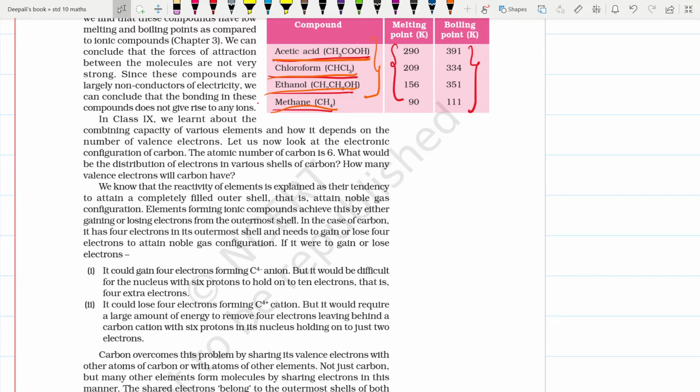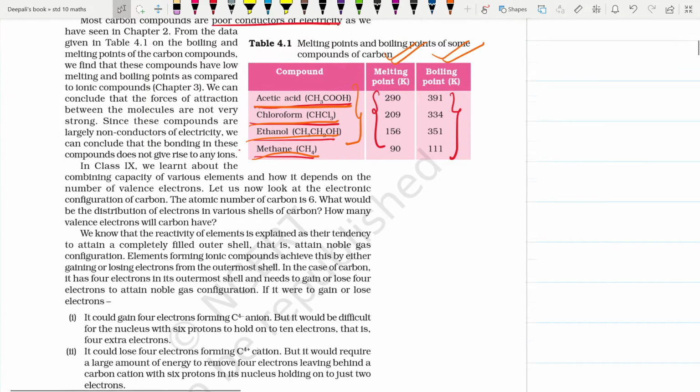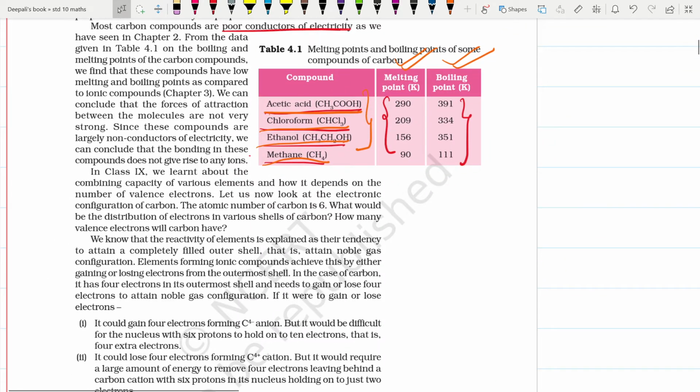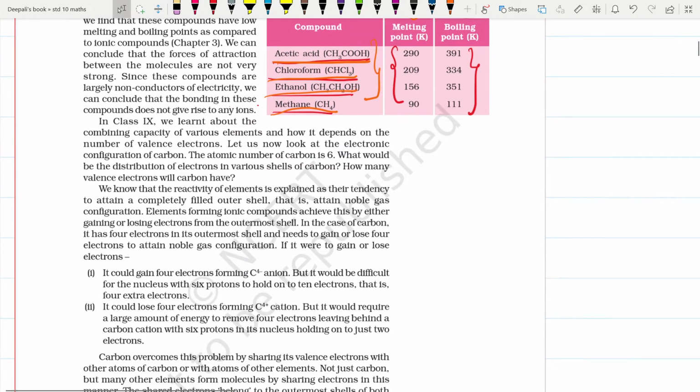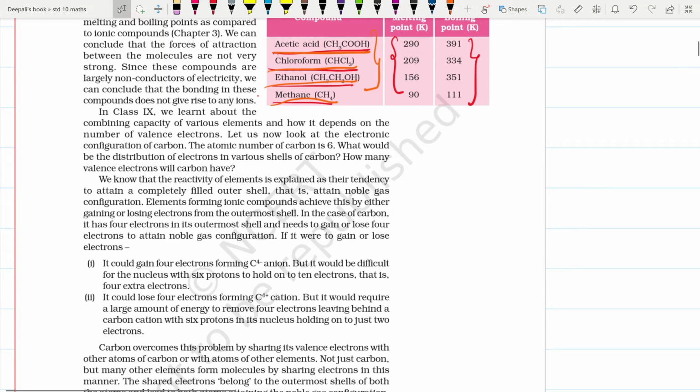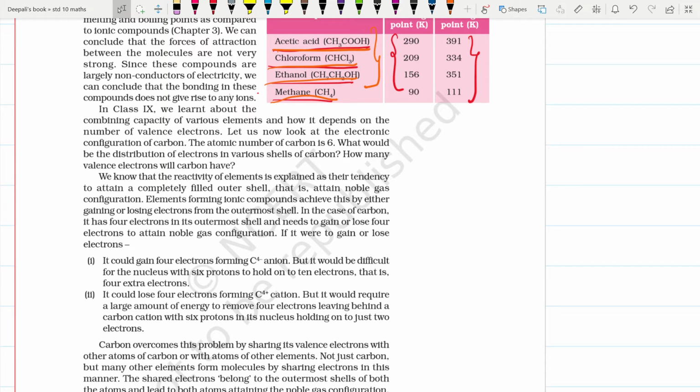So let us now look at the electronic configuration of carbon. The atomic number of carbon is 6. What would be the distribution of electrons in the various shells of carbon? How many valence electrons will carbon have? So let us understand this concept. We know that the reactivity of an element is explained by its tendency to attain a completely filled outer shell, that is, to attain the noble gas configuration.